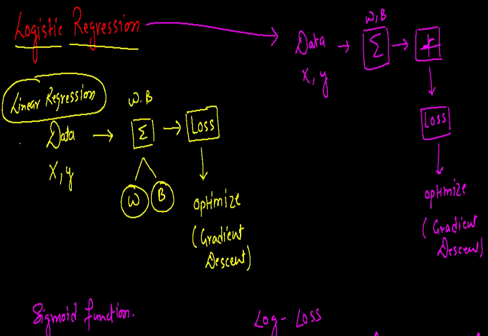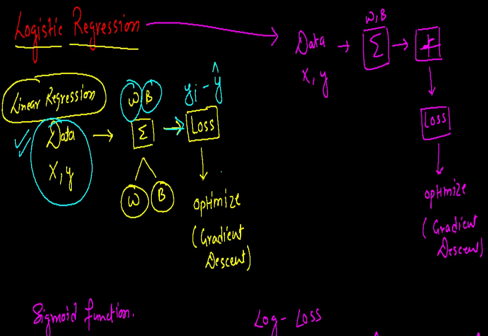Okay, so in the previous videos we have seen linear regression. In linear regression we have data, and in the next step we multiply the feature component of the data with our weight and add some bias to that. After that we calculate the loss, that is the difference between the actual label and the predicted one. And the final step is the optimization.